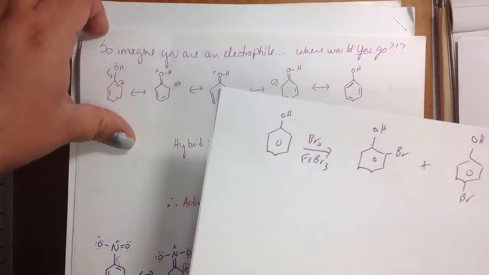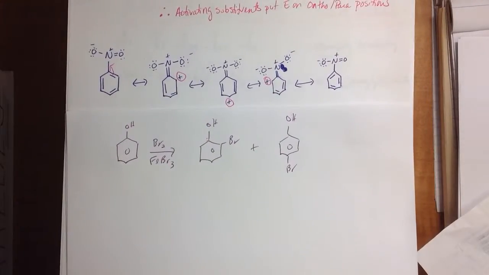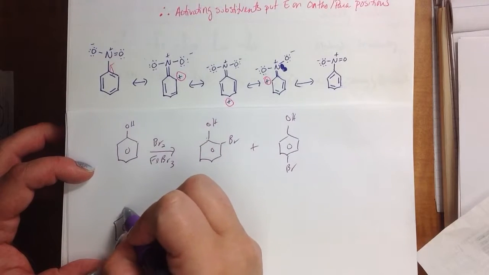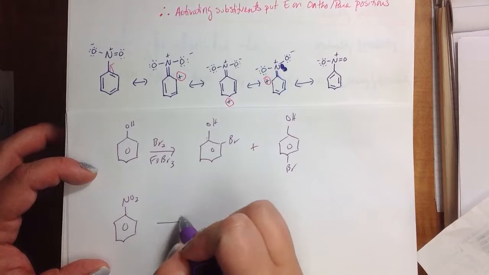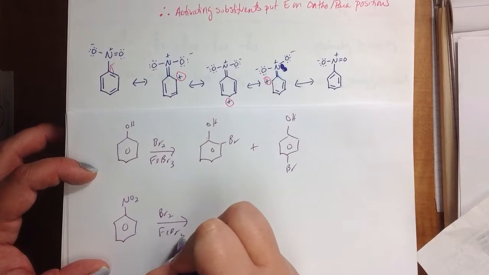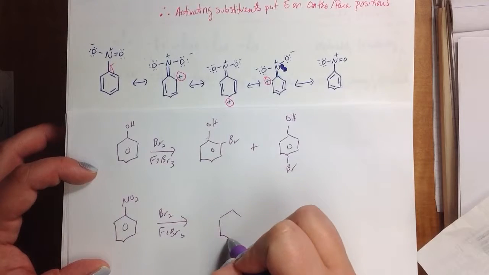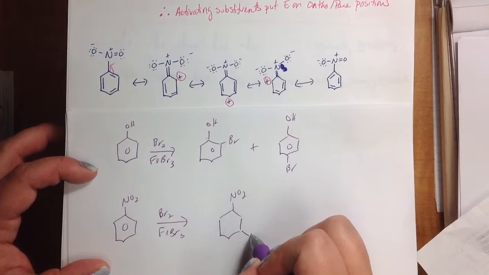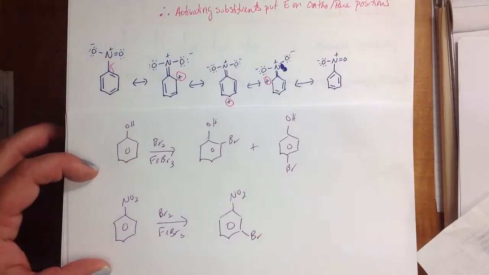Okay, on the other hand, if I start with something like this, and the nitro group is NO2, and I were to do Br2 and FeBr3, then I should end up with the Br at the meta position right there. Okay.